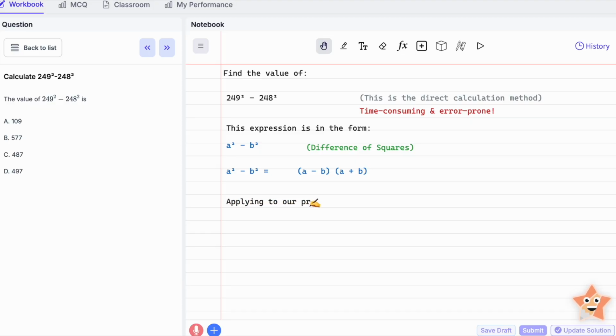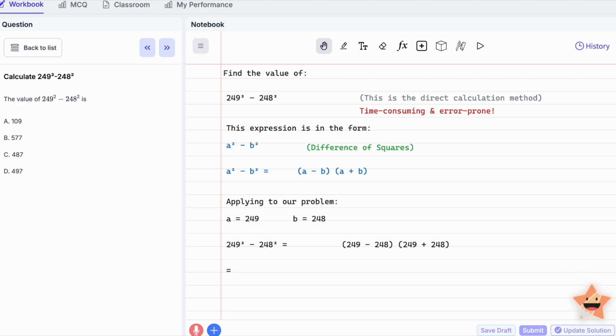Now let's apply this to our problem. Here, a is 249 and b is 248. So our expression 249 squared minus 248 squared becomes (249 minus 248) times (249 plus 248). Look how simple this is now.